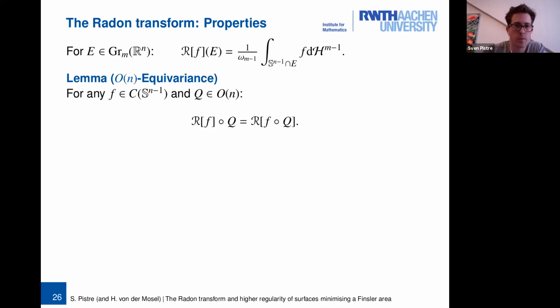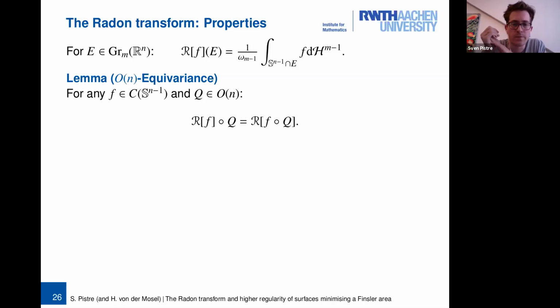Okay, let me show you some properties of this Radon transform. The first one and the most important one is an equivariance property. You have the orthogonal matrices which act by rotation on the sphere and which act by rotation on the space of planes.